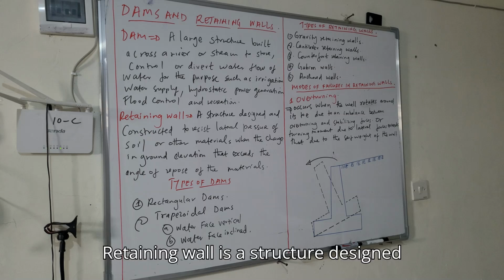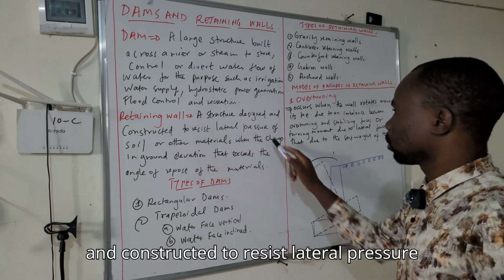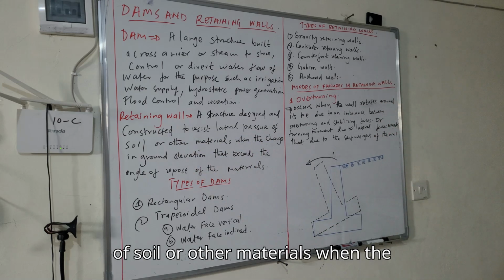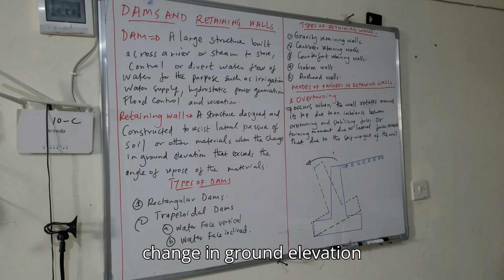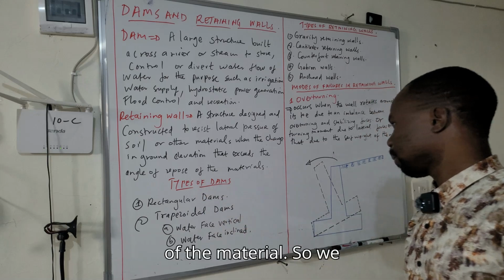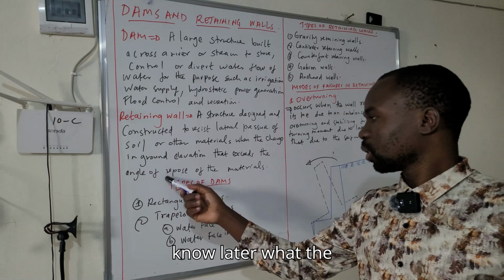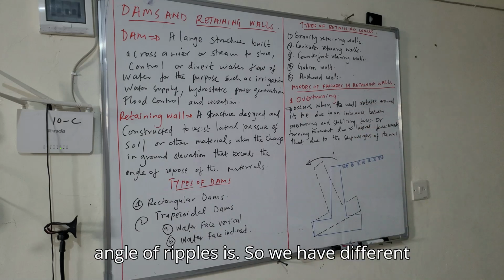A retaining wall is a structure designed and constructed to resist the lateral pressure of soil or other materials when there is a change in ground elevation that exceeds the angle of repose of the material. So we'll know later what the angle of repose is.